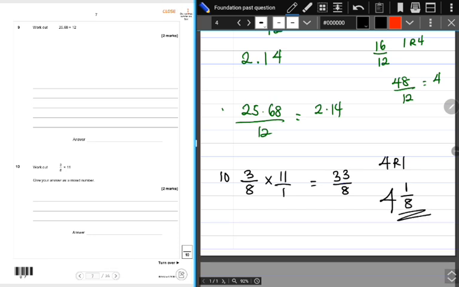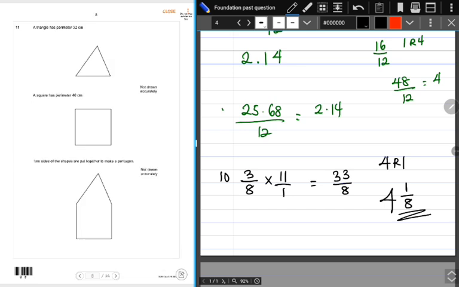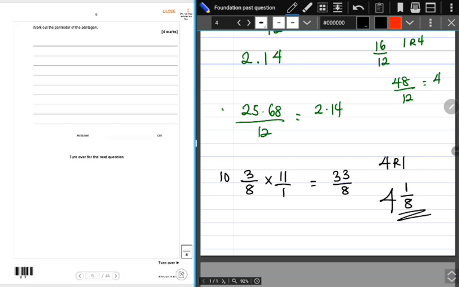Yeah, let's see what is in question 11. Okay, we have this set of shapes. So this triangle has a perimeter of 32. This square has a perimeter of 40. The two shapes are put together to make a pentagon. Since they have to make a pentagon, we have to work out the perimeter of both. Now let's go back to the diagram and see what is there.